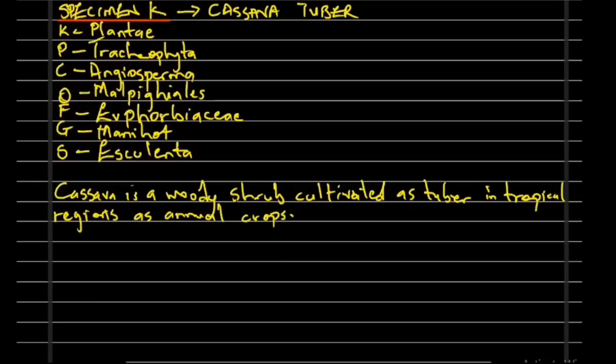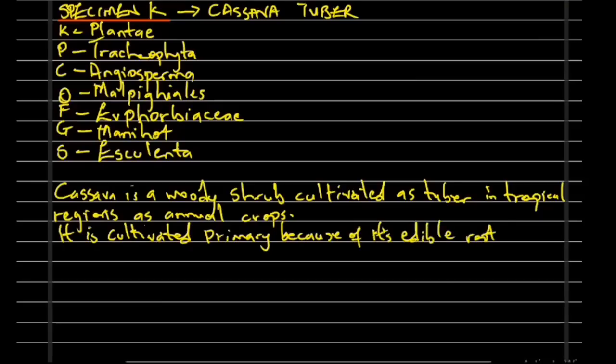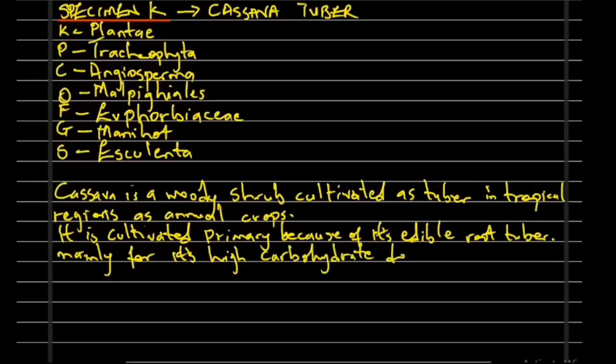Now, the major reason for cultivating this particular species is for its edible starch roots. The edible starch root tuber is the reason why it is being cultivated. Why? Because it is actually a major source of carbohydrates, mainly for its high carbohydrate deposits, so it has a high amount of carbohydrates in it.